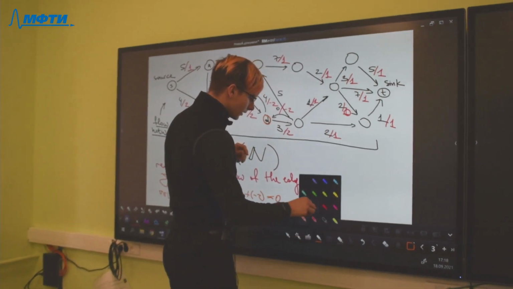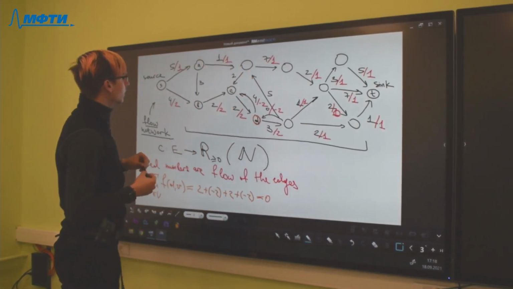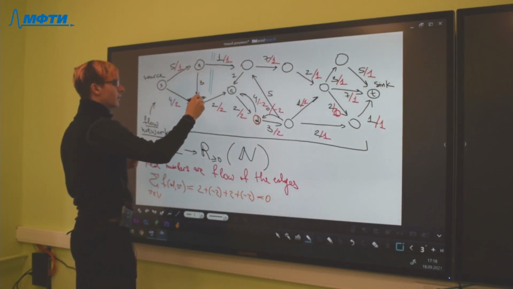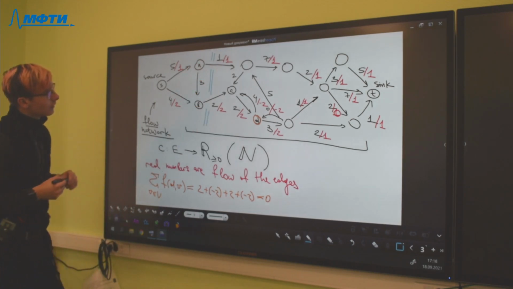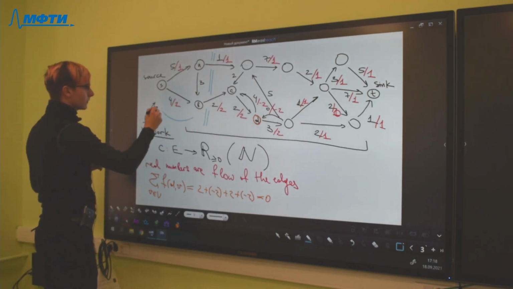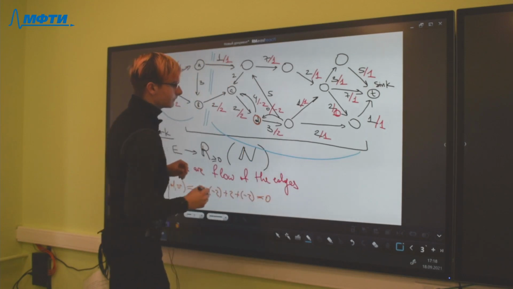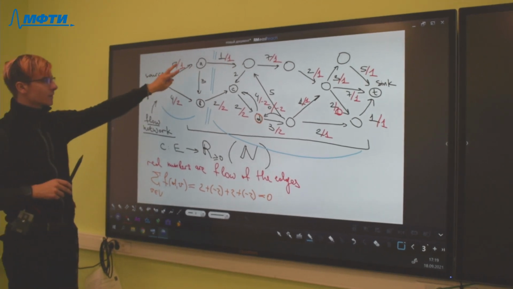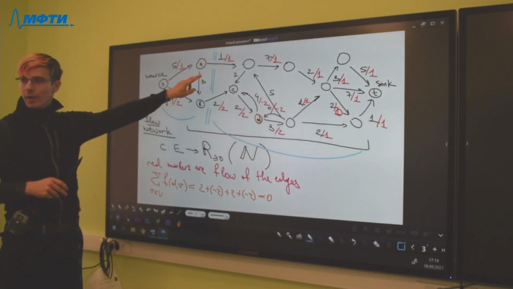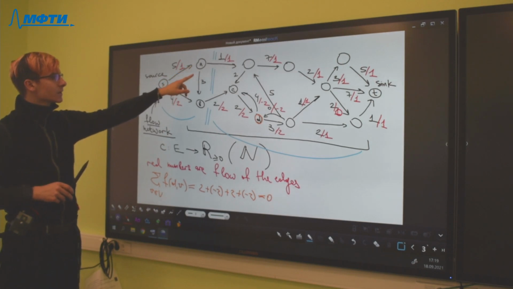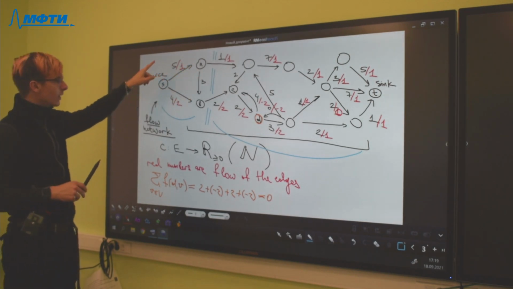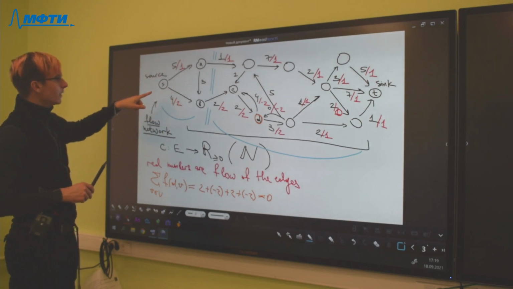You can see that if we cut our graph in two parts, this and this part, there are two edges between them, and the sum of the capacities of these edges is equal to 3. And our flow has value equal to 3.